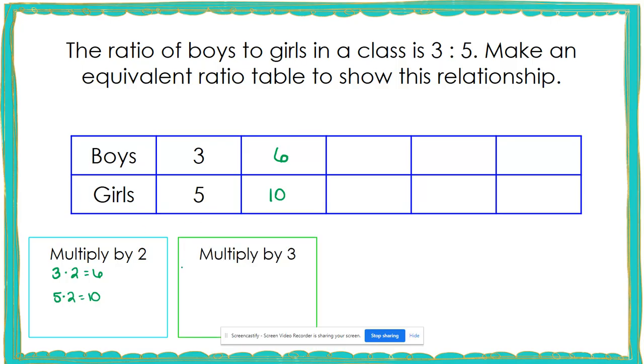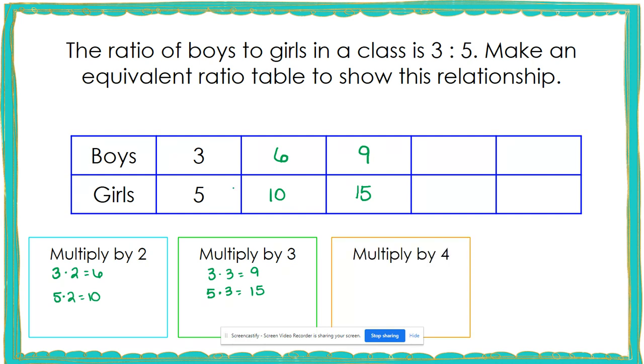Next, I'm going to multiply by 3. So again, I take my 3 boys, and this time I'm multiplying by 3, which would give me 9. And I take my 5 girls, and this time I'm multiplying by 3, which would give me 15. This means that for every 9 boys in the class, there are 15 girls in the class.